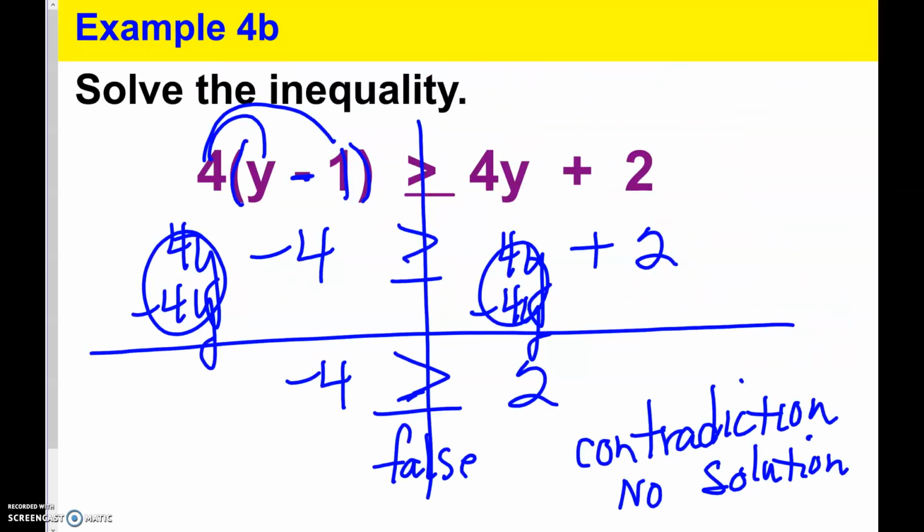All right, so those are your variables on both sides, your special situations where we end up with a contradiction or we end up with a true statement. So if it's false and we have a contradiction, there are no solutions. If the statement is true, then the answer is all real solutions.